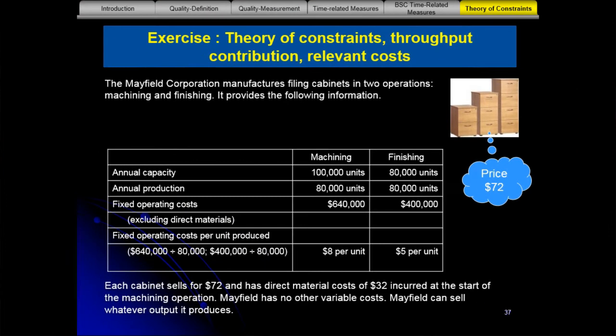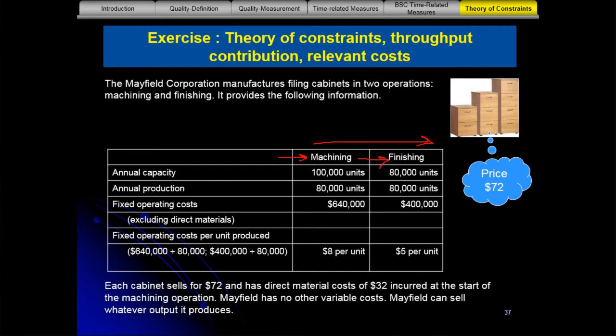Mayfield Corporation manufactures filing cabinets in two operations, machining and finishing. It provides the following information. So we have a production line here, all right? The filing cabinets are machined first. So they are assembled, they're welded together, they're boxed together, they are pushed together, what have you. Then finishing. Maybe they're varnished if they're wooden. Maybe they got a coat of durable paint or something like that, so they'll last forever. You know, you got me there. So then we have finishing. So go machining and finishing.